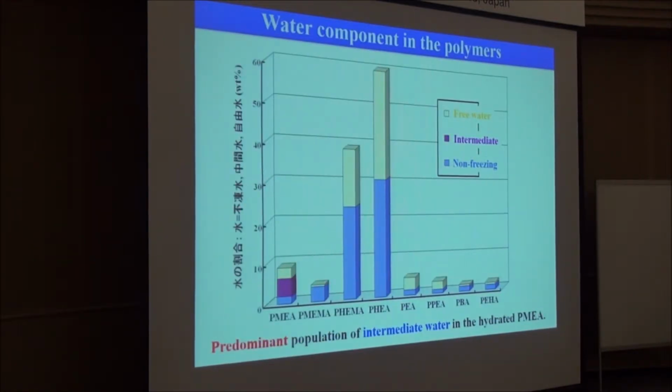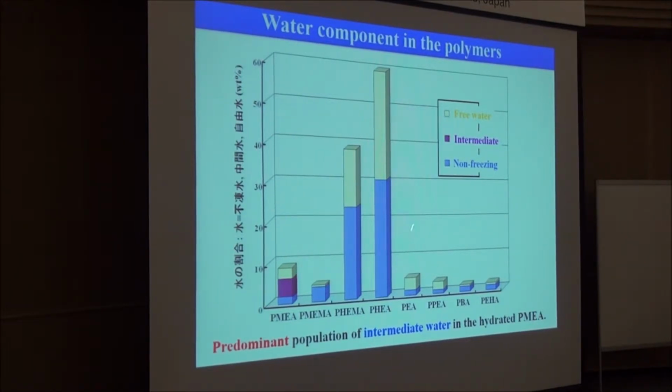This is a result of the water component of these polymers. Only half of the equilibrium water content of PMA is 98%. Almost half of that is intermediate water. But hydrophilic polymers showed a large equilibrium water content, but there is no intermediate water. Hydrophobic polymers have less equilibrium water content, but there are only non-freezing and free water. There is no intermediate water.